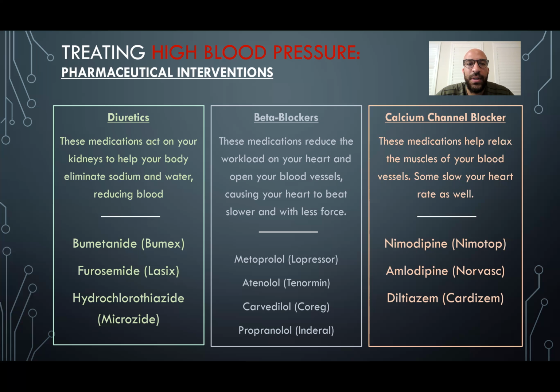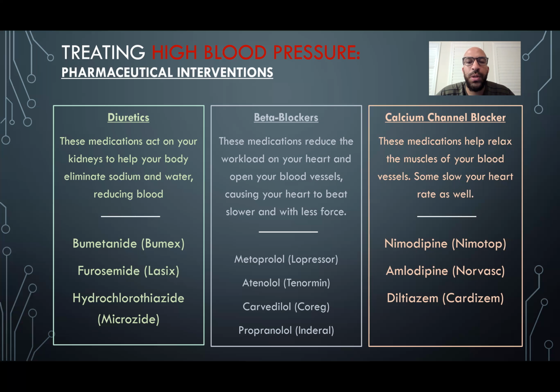Beta blockers is a second very common pharmaceutical intervention that we use to manage a patient's blood pressure. And how do these medications work? Well, beta blockers work directly on our cardiovascular system by reducing the workload on the heart, by opening up our blood vessels, which causes the heart to beat slower and with less force.